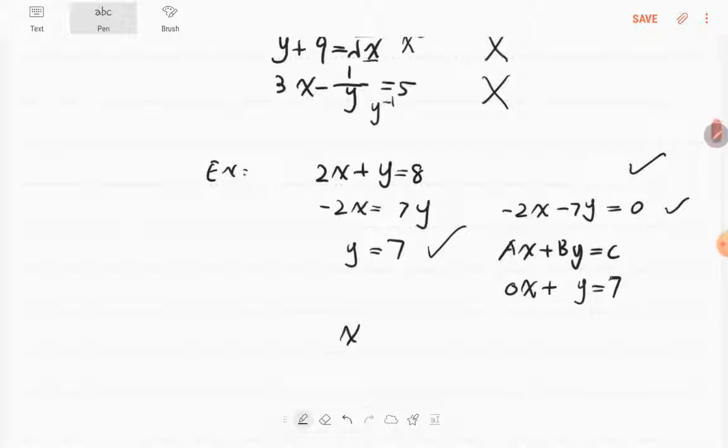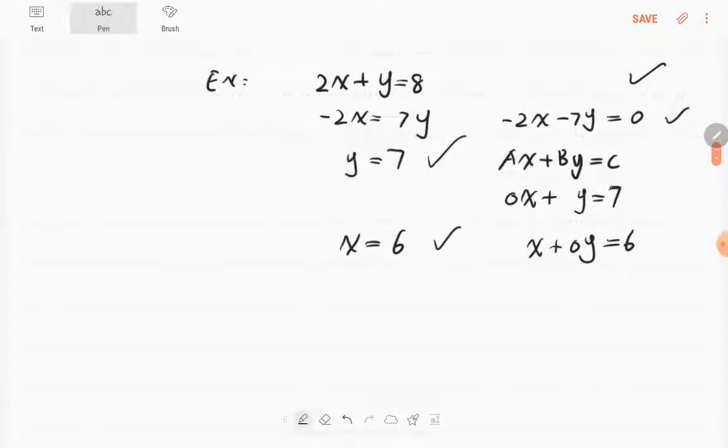Of course, similarly, if we have this one, x is equal to 6, this one is still a linear equation. This time we can write it into the standard form like x plus 0y equals 6, right? So this time the value of a is equal to 1, but the value of b, the coefficient for y, is 0, which means b is 0, a is not 0. So this one is also a linear equation.